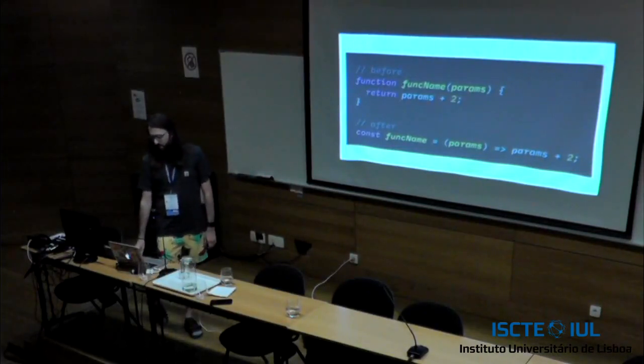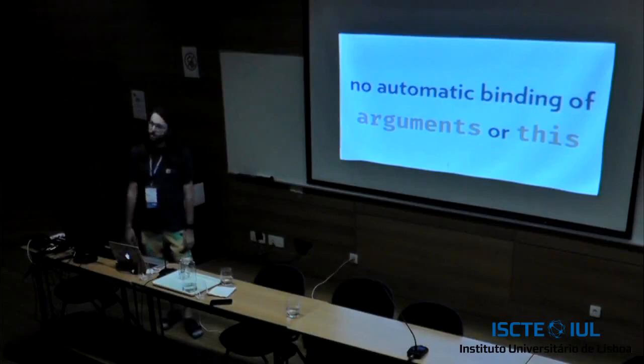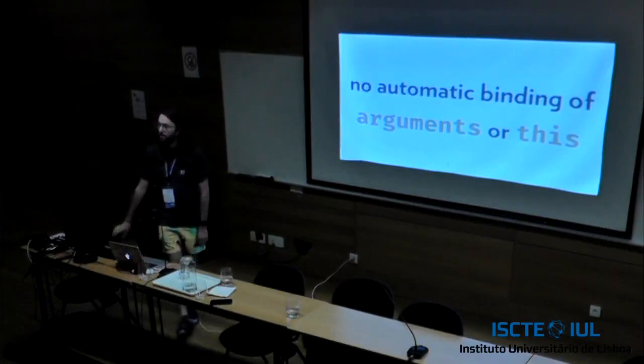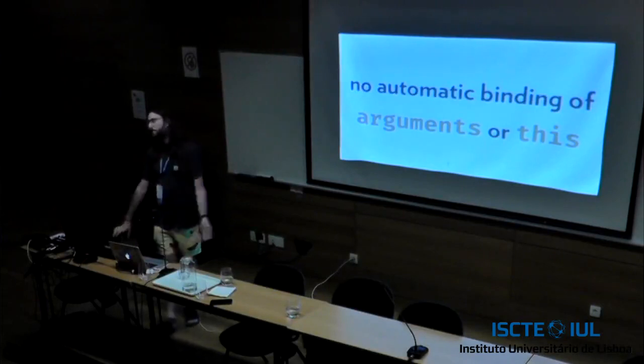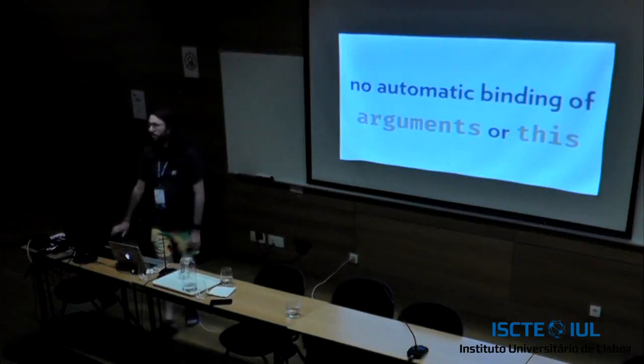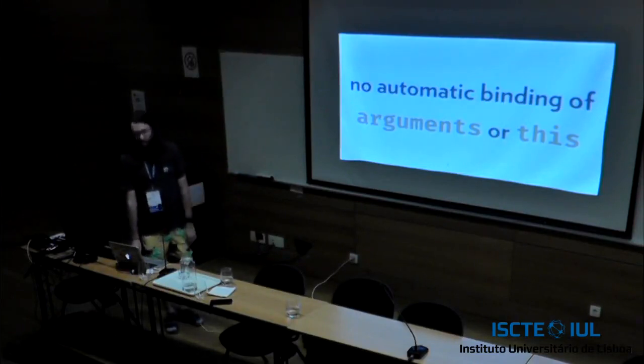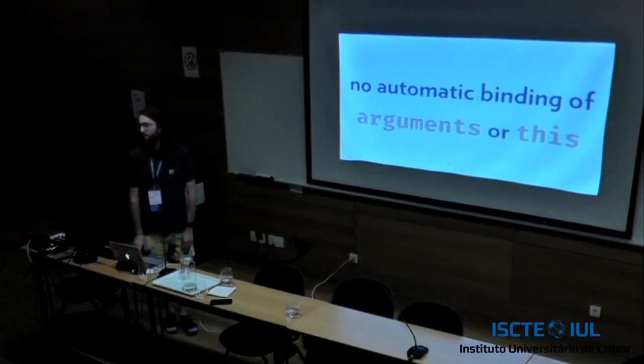So, some things to take into consideration using arrow functions. No automatic binding of arguments. If you've ever called a function and passed a bunch of things in, and then you go into that function and use these arguments, those don't exist anymore. Arguments is not a thing with arrow functions. There are ways to handle that. I'll explain them.